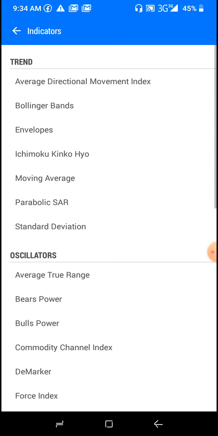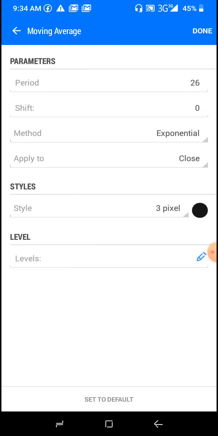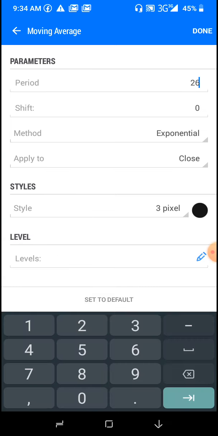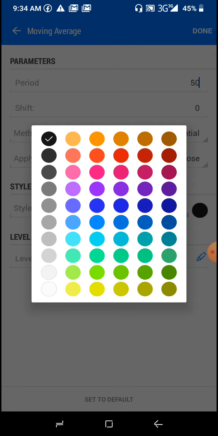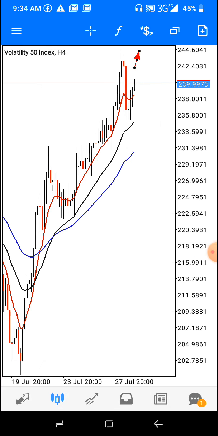Okay, that is done, and we go back again to the function. This time around we're still going to apply the same moving average, but the period is going to be 50, shift 0, method exponential, apply to close, style 3 pixel, and then the color I'm going to be using green. Apply it on the main chart so you can also see this now.